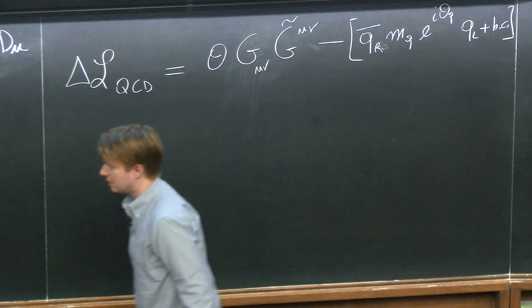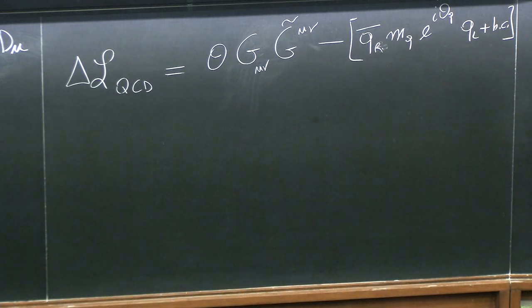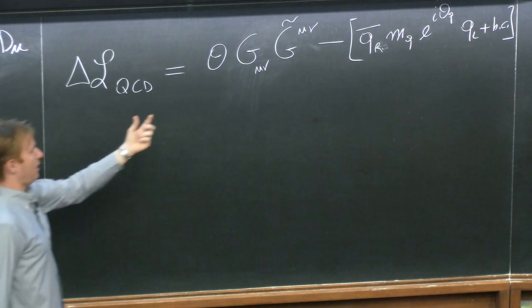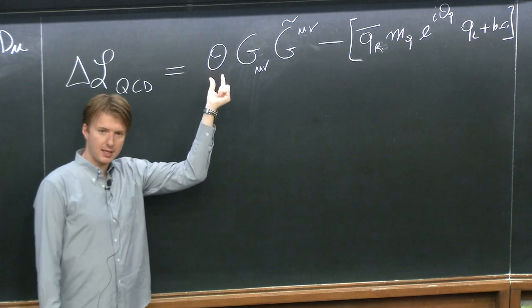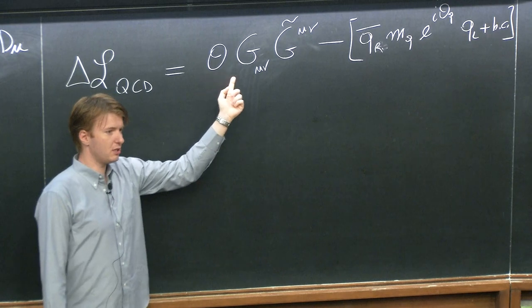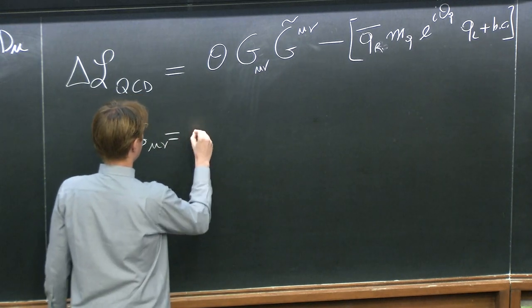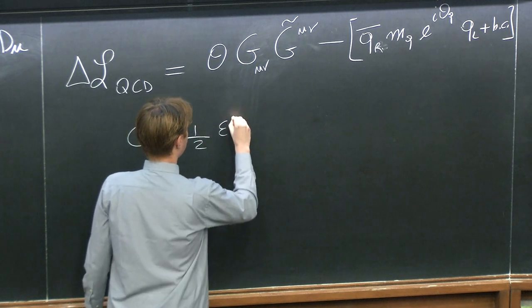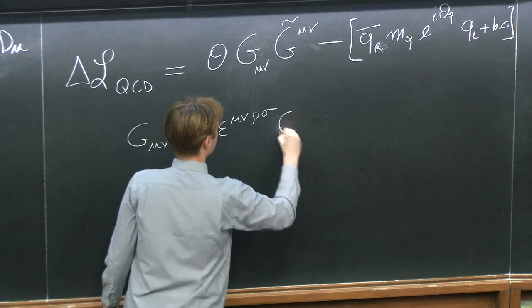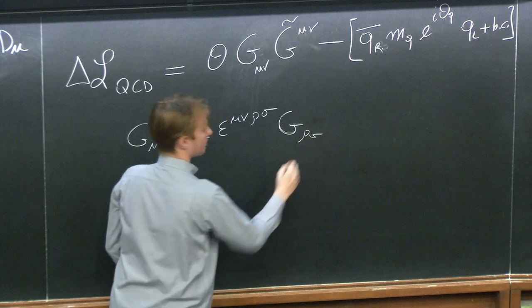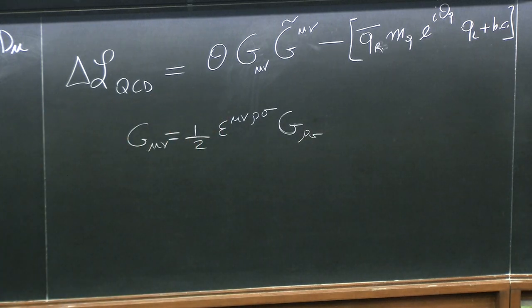Okay, so these other two operators I wrote, they are renormalizable, and so in principle they can be there. The first one is a dimensionless number theta times G dual. Here G dual is defined with the epsilon tensor. So it's just a dual field strength of the gluon.